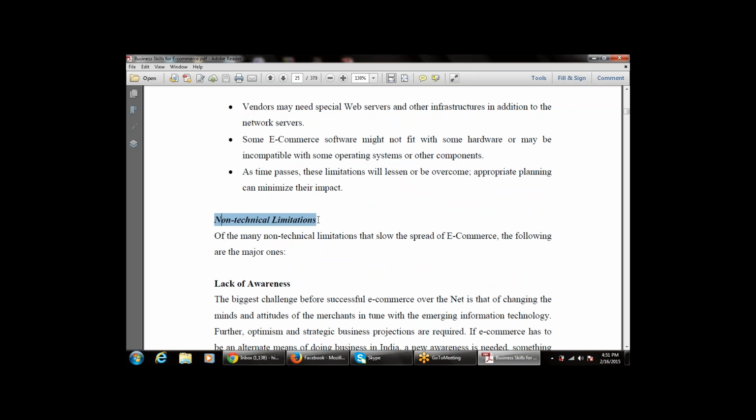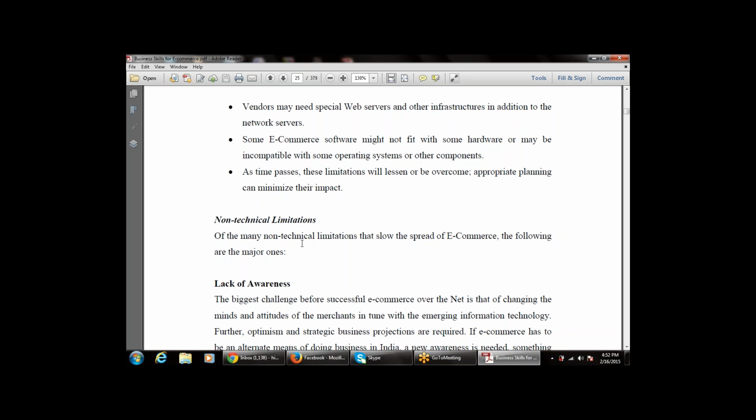Now, next are non-technical limitations. What are the non-technical limitations? Technical limitations include limitations on the system, like system security, reliability, hardware problems, technical problems. So these are the various technical limitations. Now, next are the non-technical limitations of e-commerce. That is, not technical but non-technical.